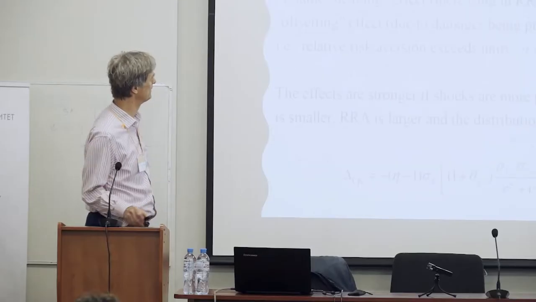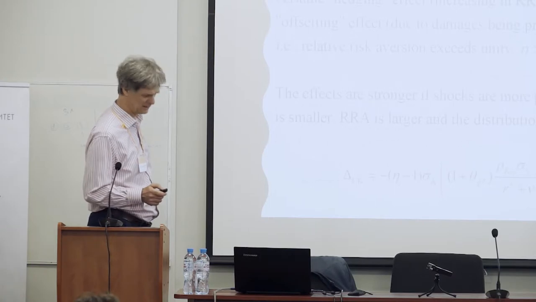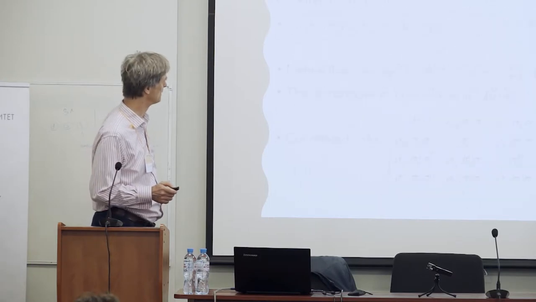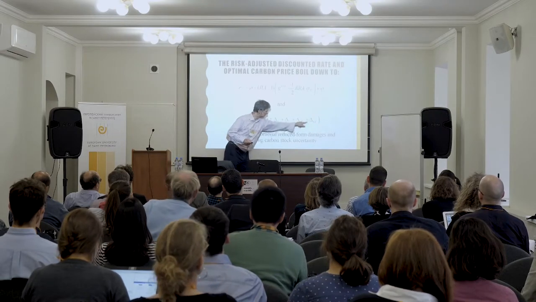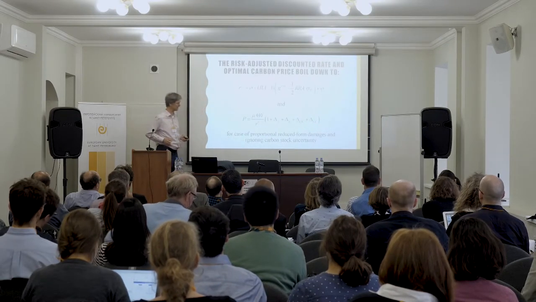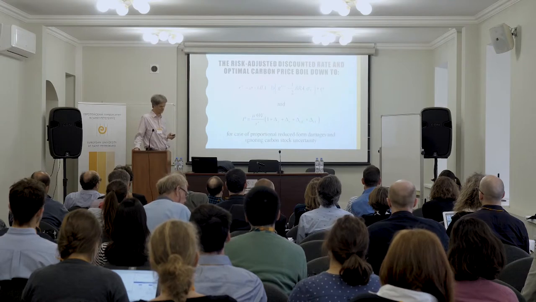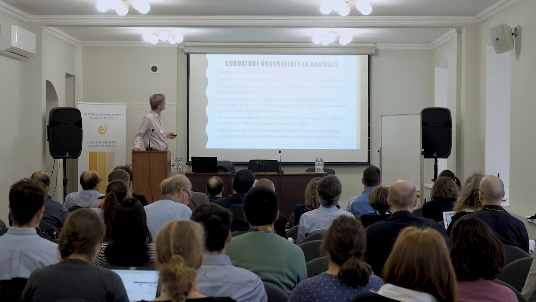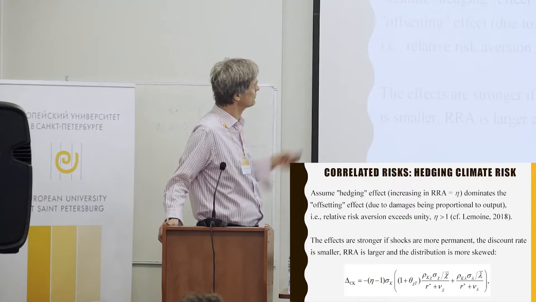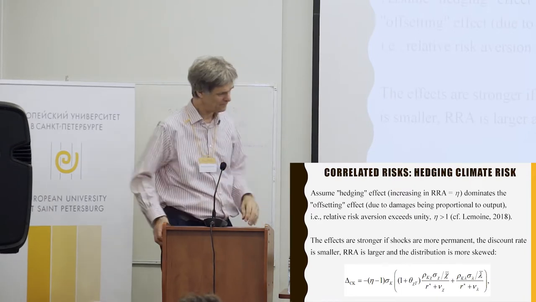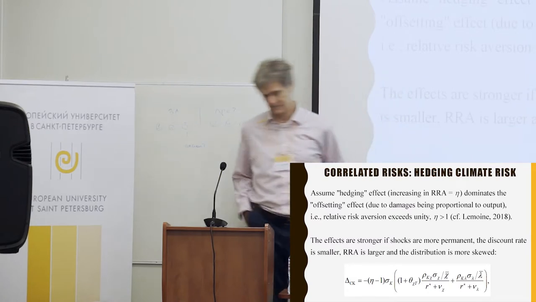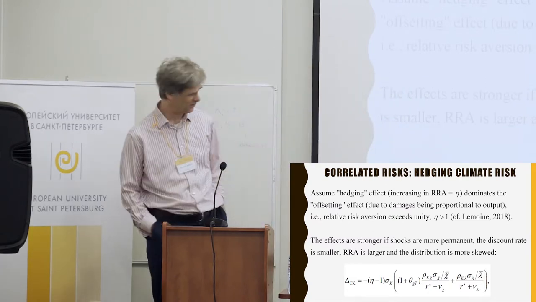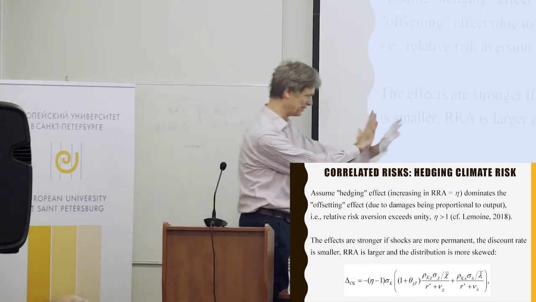So let's now go and look at these two terms. The first one is a hedging term. So let me show you what it looks like. It's correlated risks. So we try to explain this term. So that's what the term looks like. I will tell you the interpretation in a second, but what it means.